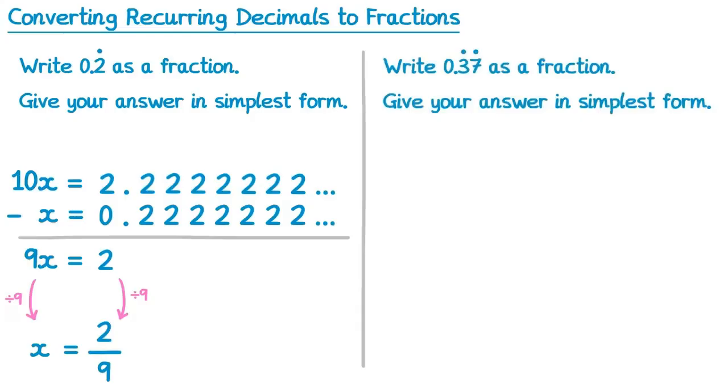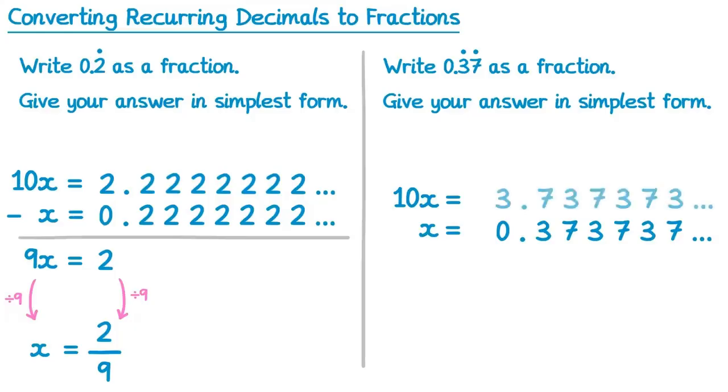Now we'll try another question. This time it's 0.37 recurring, with both the 3 and the 7 recurring. So we'll start like we did before, x equals 0.37 recurring. Then we'll multiply this by 10, which gives 10x, and of course all of the digits move one space to the left, so now it's 3.737373, and so on.